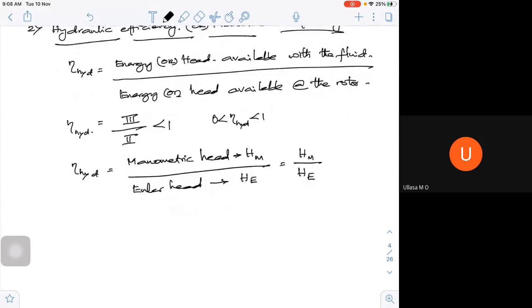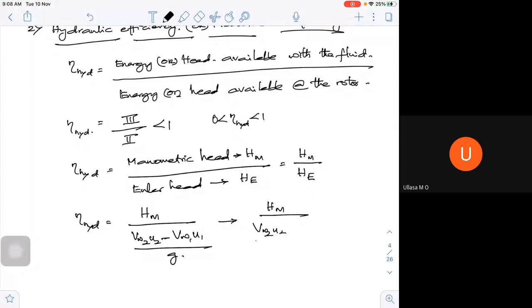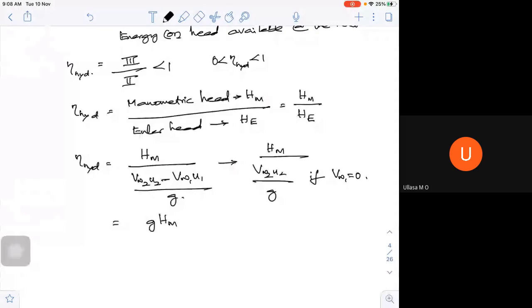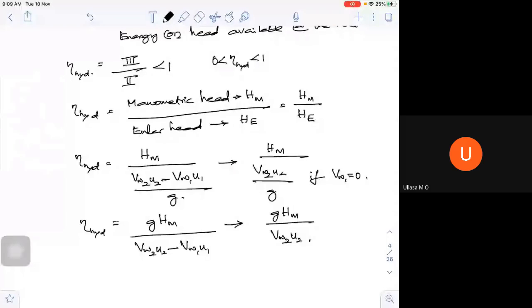Now what is the expression for HE? I can write it in mathematical terms as HM divided by (VW2 into U2 minus VW1 into U1) by G. Suppose VW1 is 0, then I can write this as HM divided by VW2 into U2 by G. Or the same expression I can write as G into HM divided by VW2 into U2, if VW1 is equal to 0.